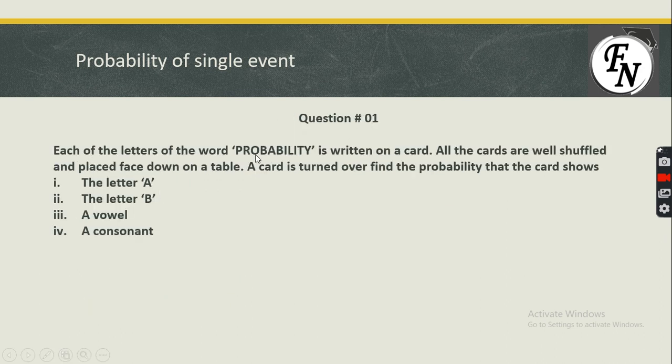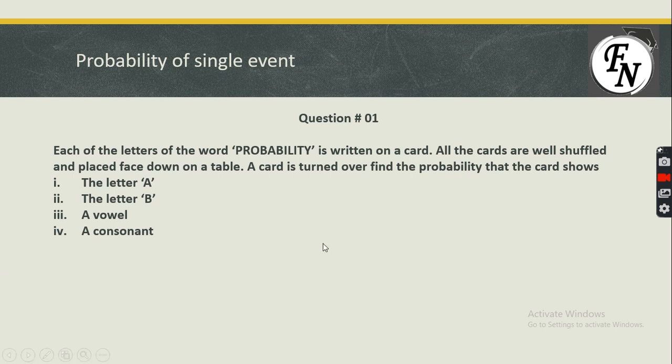So this is the first question. We have the letters of the word probability written on cards, each alphabet on a single card, and I have well shuffled them and put them on the table. I need to obtain the probability of these four tasks: getting the alphabet A on the card, B, vowels, and consonants. So let me recall what vowels are. Vowels are the alphabets A, E, I, O, U to be specific, and the alphabets other than the vowels are the consonants.